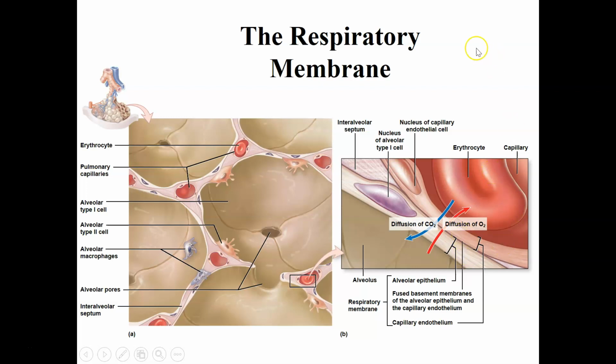That's an extremely thin barrier, and so that's the best the body can do in terms of making a highly efficient, really thin structure for diffusion of gases during gas exchange in the lungs. So across this respiratory membrane, there are pressure gradients that are going to drive diffusion of oxygen out of the air in the alveoli into the bloodstream, and diffusion of CO2 out of the bloodstream into the air in the alveolus.